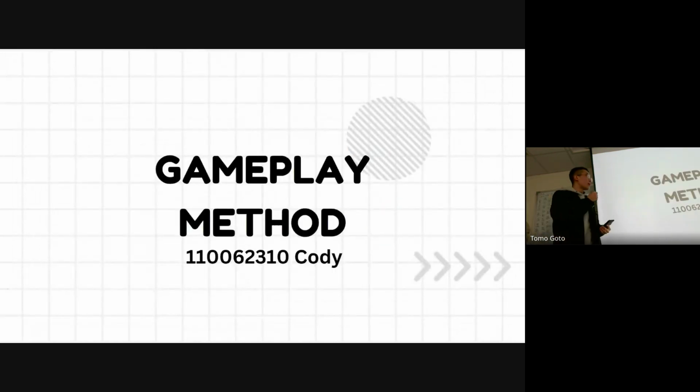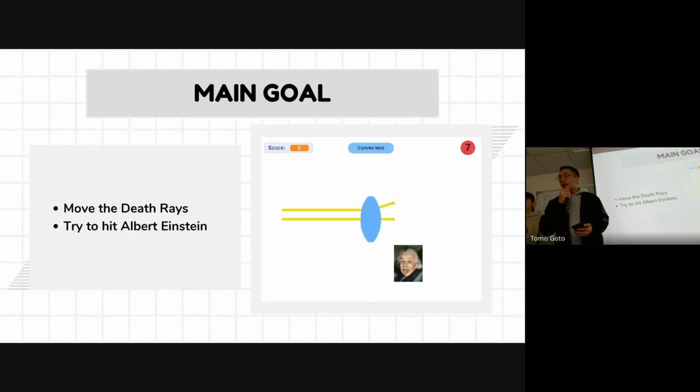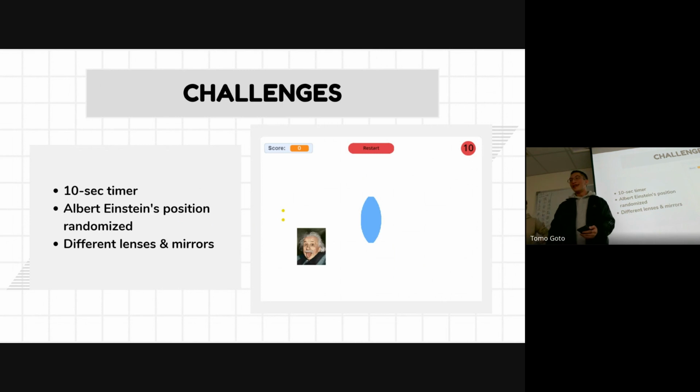So here's our gameplay menu. The main goal of the game is to move the death ray and try to hit Albert Einstein. You're trying to kill him? And the challenge is that there is a 10-second timer, and Albert Einstein's position is randomized.